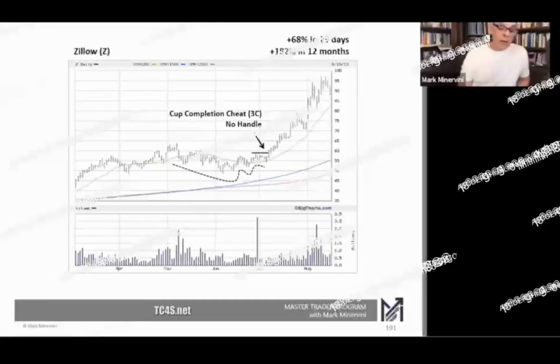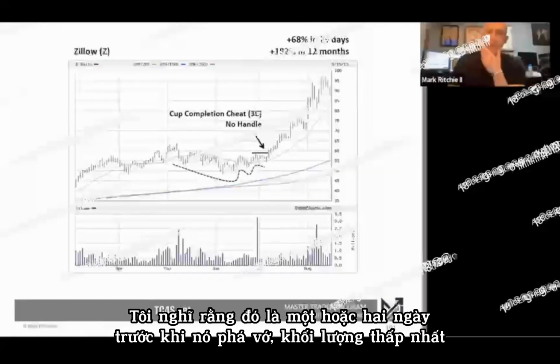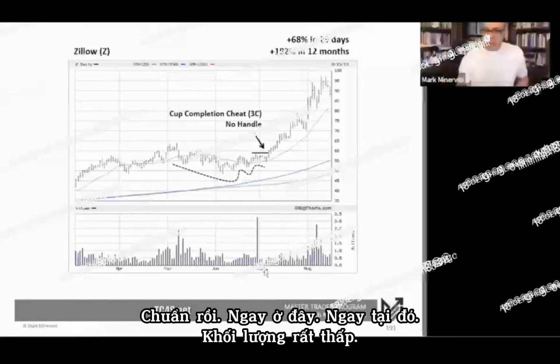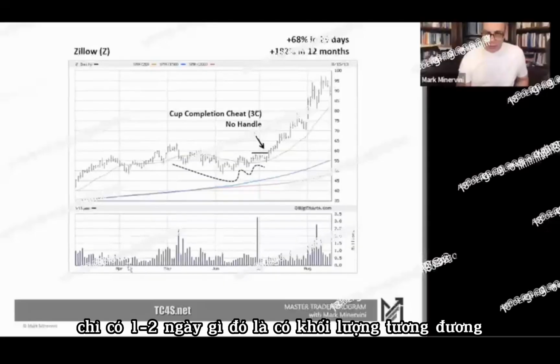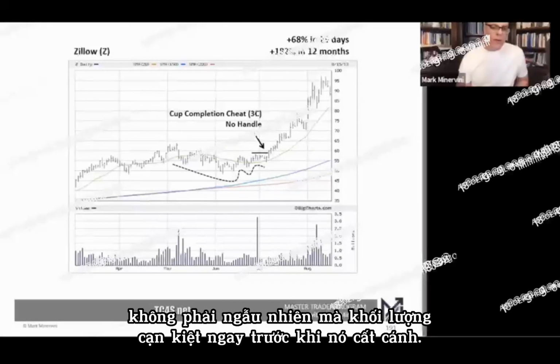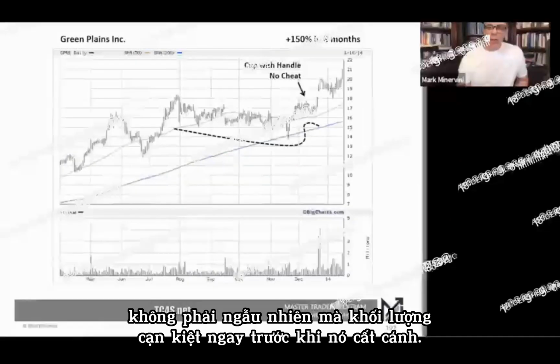All right. Another example there, Mark, too, of I think it was 1 or 2 days before it came out, lowest volume in probably the history of this chart right there. Yep, right here, very low volume. Yeah, that looks like just about the lowest volume. It was maybe 1 or 2 days that were even close to that. So yeah, lowest volume, again, no coincidence that the volume is drying up right before it takes off.